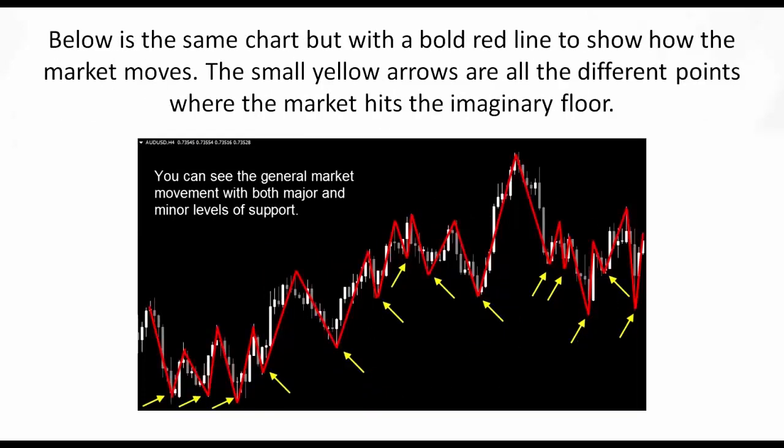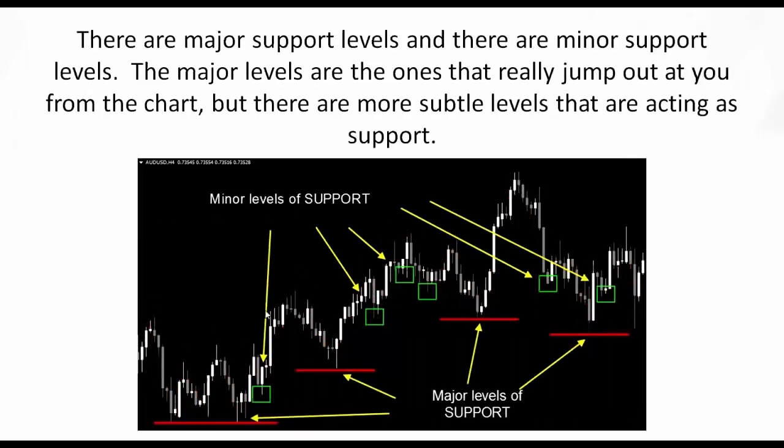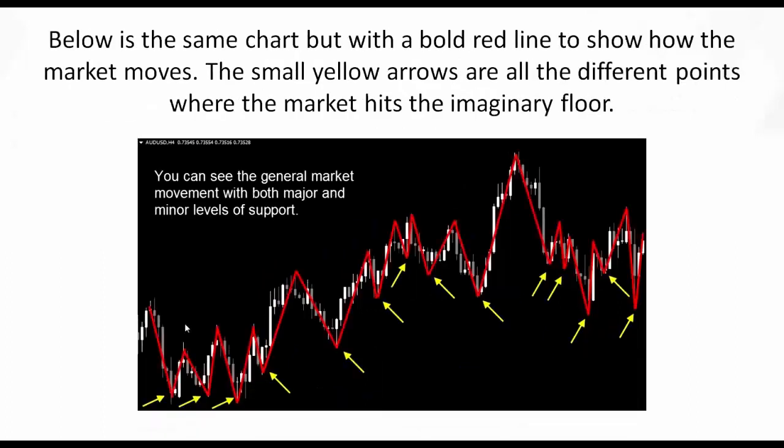So below is the same chart, but it's got a bold red line to show you how the market moves. Now, the small yellow arrows are all the different points where the market hits that imaginary floor. So we can see this, the red line in here essentially just shows you that there is quite a zigzag movement to the market. If we're looking at the market this way, you can tell that there's a zigzag to it, but it's not quite as clear as if you were to highlight the highs and lows.